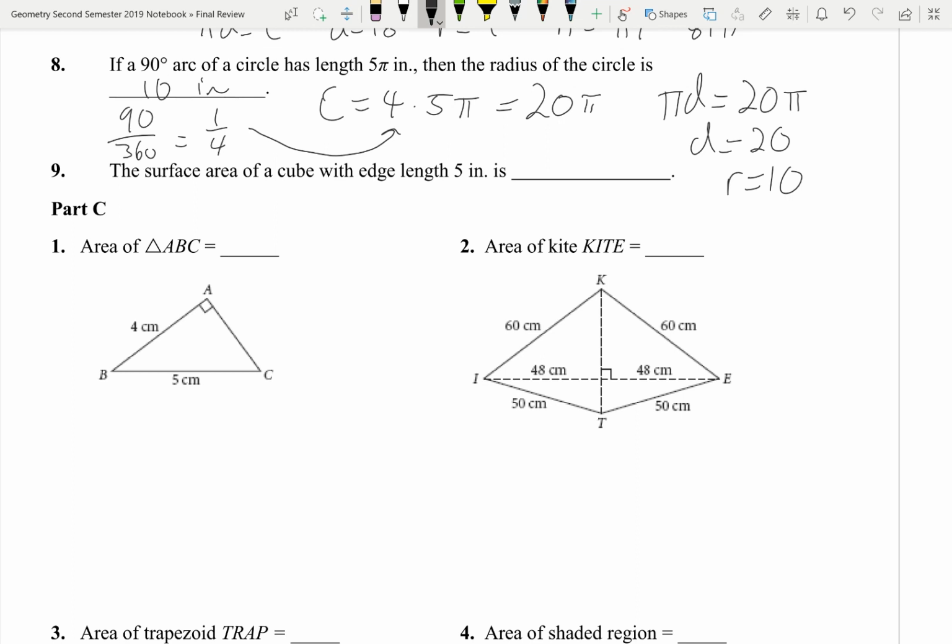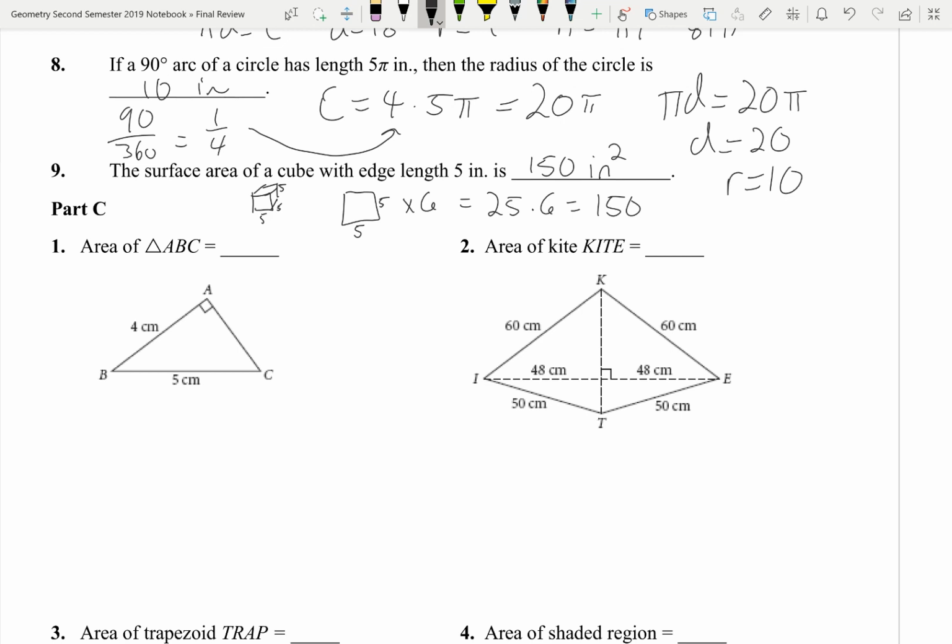Surface area of a cube with an edge length of 5 inches is what? Well, the key to know about a cube is that each side length is the same, right? So that's 5, 5, and 5. Each cube is made up of squares, and the area of each square is 25. Now there's going to be 6 squares in a cube. And that's going to be 25 times 6, which is equal to 150 inches squared.